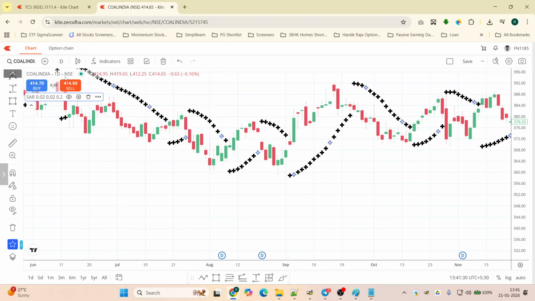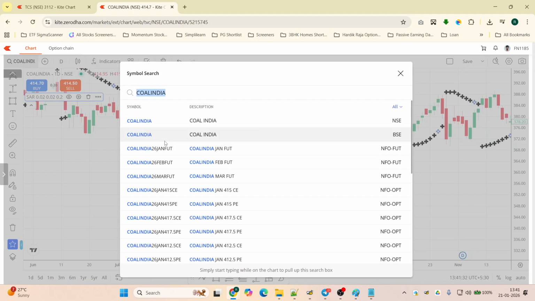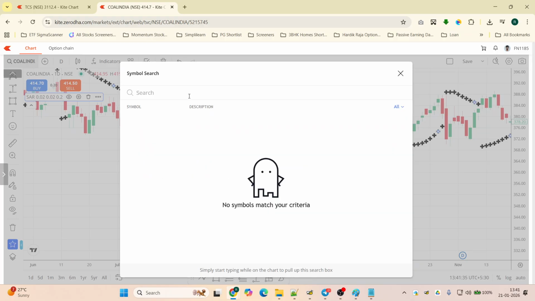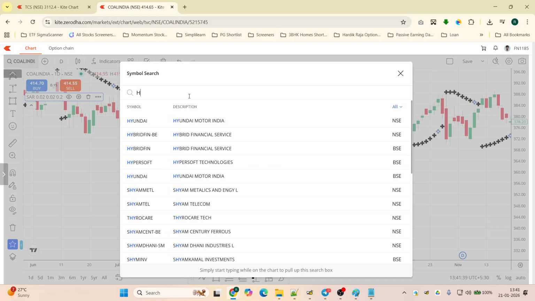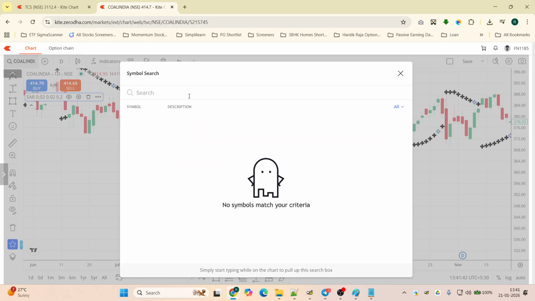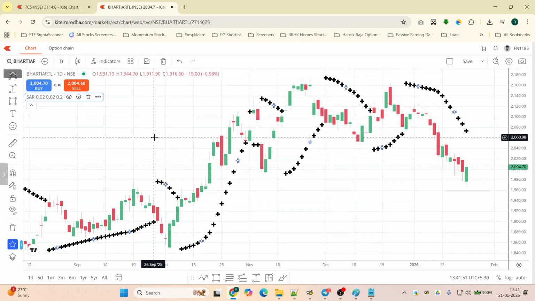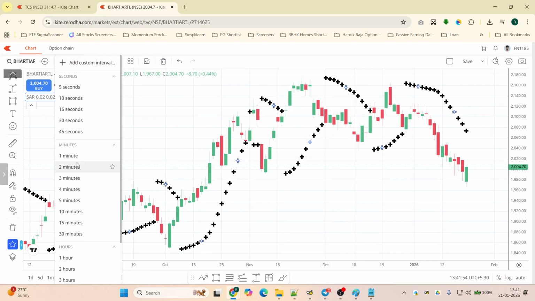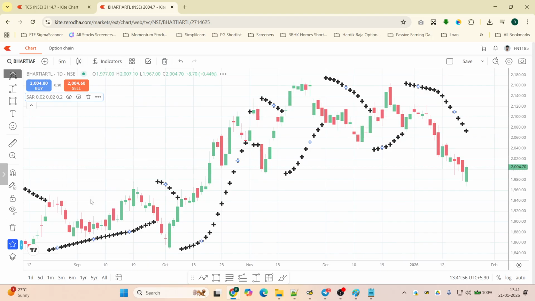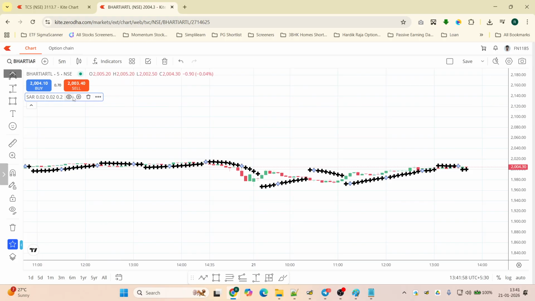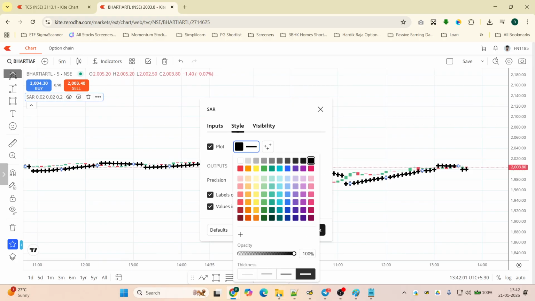So guys, now let me take a better example. Let me take an example of HDFC, not HDFC, sorry. What can we see? Airtel, Bharti Airtel. Now the Bharti Airtel chart has loaded, and again I would also like to tell you about the time frame. Okay, this looks too big, guys. It's hiding the chart, might be. Yeah, this is fine.